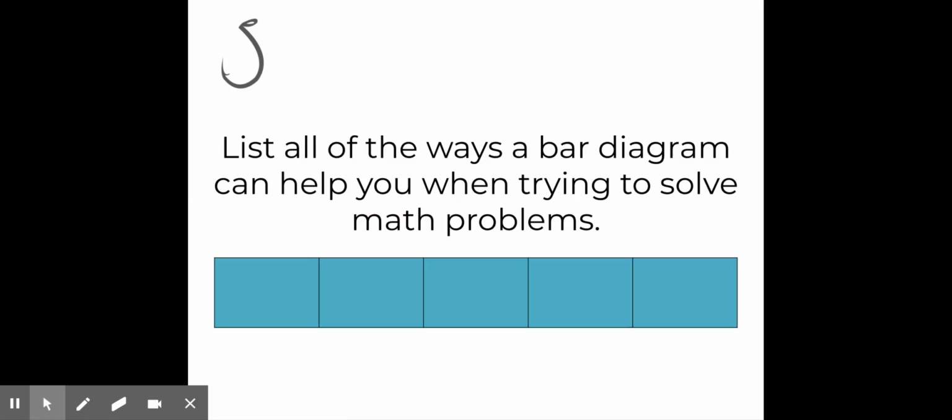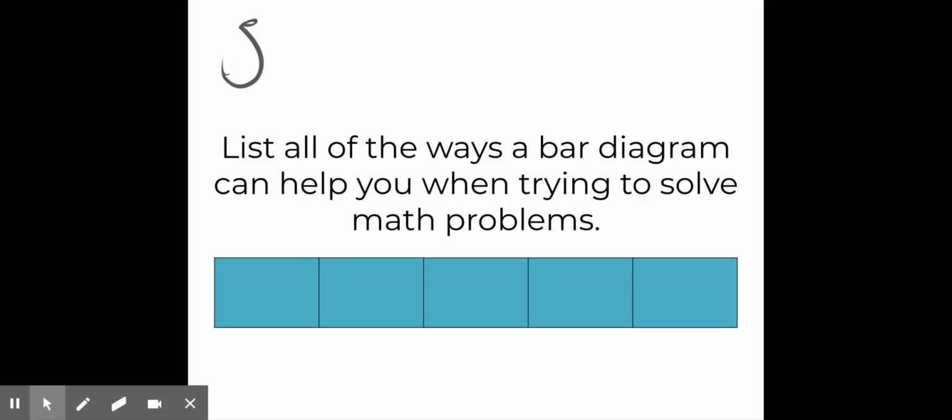So let's get started. Here is a bar diagram. I want you to think of all the ways a bar diagram can help you when trying to solve math problems. You can pause the video to write some ideas down, or if you have a partner with you, why don't you talk it out? When you're ready, you can unpause and come back to the video.